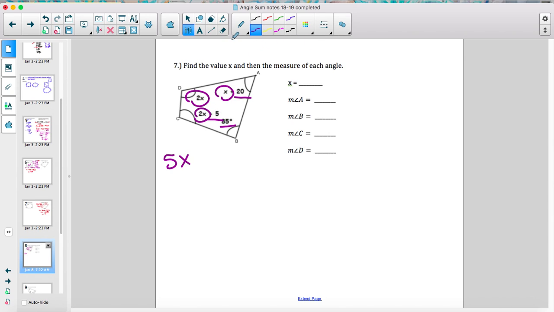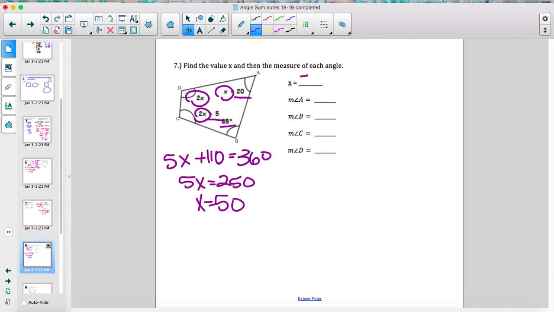Let's double check that that's a positive 5. It is. And so those 3 numbers total 110. Again, it's a 4-sided shape, so we know that needs to equal 360 degrees. We'll subtract 110 from both sides, leaving us with 5x equals 250. Last step, divide both sides by 5, and x equals 50.